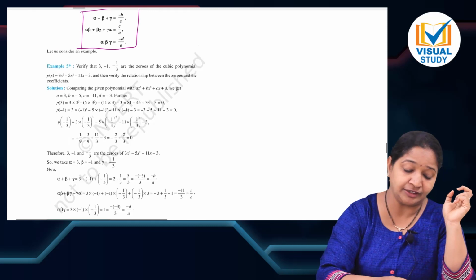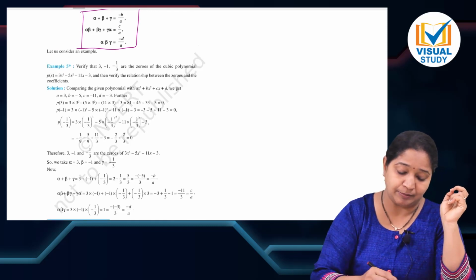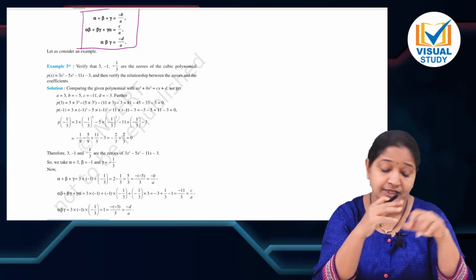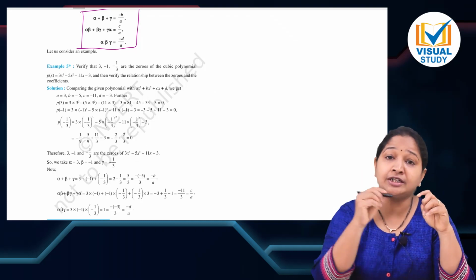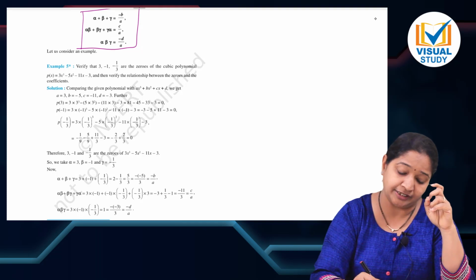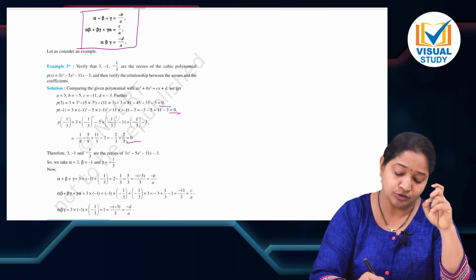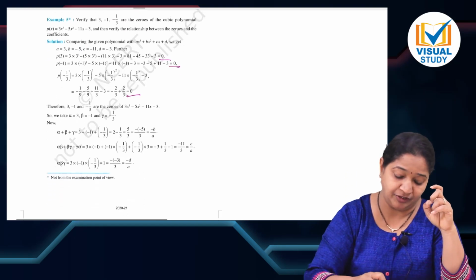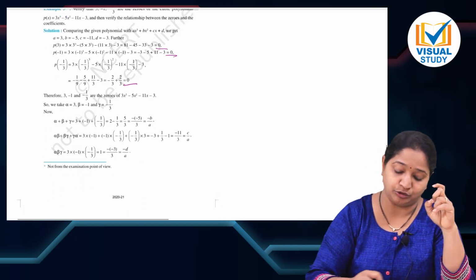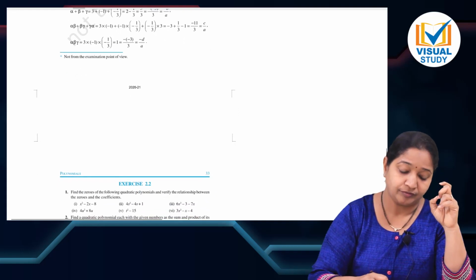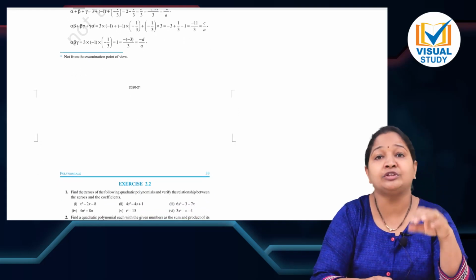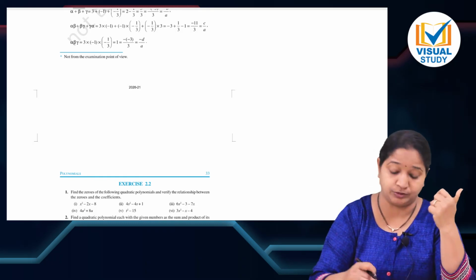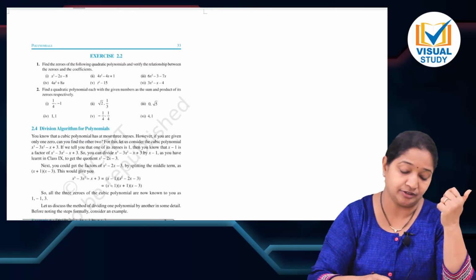Then they have done alpha plus beta plus gamma. First of all, they have shown us that substituting the value of x, what they get is 0. So yes, these are the zeros, verified. And then they have shown the relations. It is not from the exam point of view that they have written this here, but in some schools they give examples of cubes and we also have to do it.